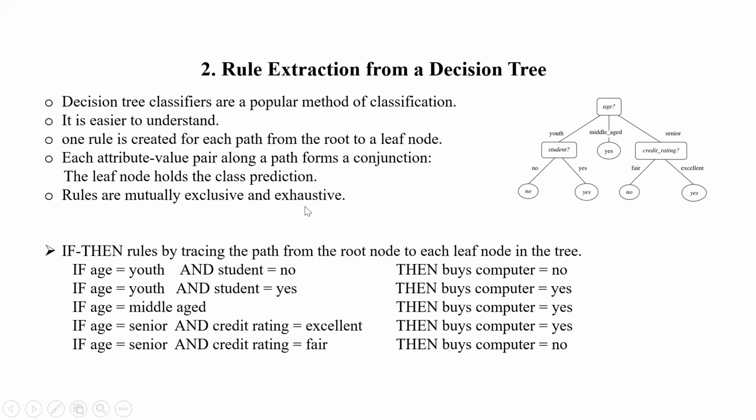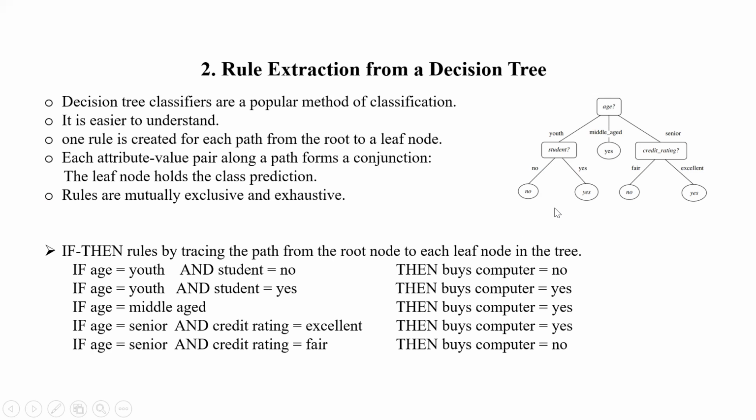Rules are mutually exclusive and exhaustive. Mutually exclusive means that we cannot have rule conflicts here because no two rules will be triggered for the same tuple. It means we have one leaf having only one rule. For example, if there is a student, then it will tell you only whether they buy or not. Each leaf has one rule.